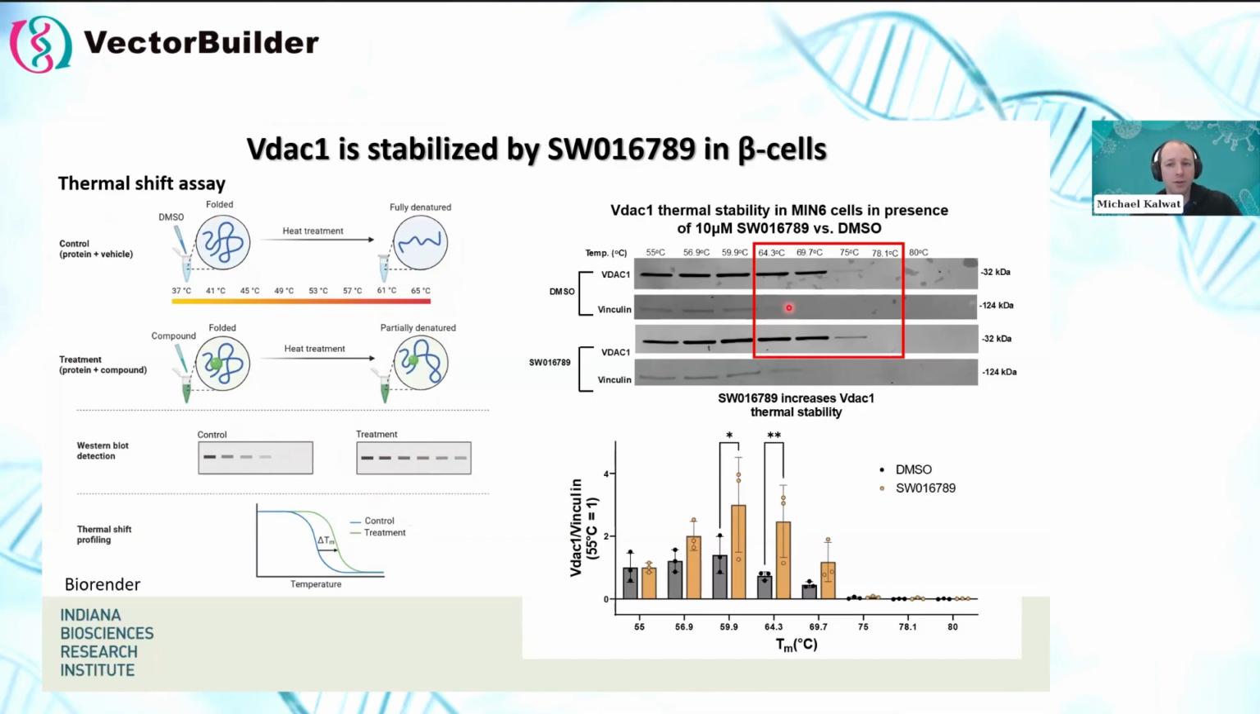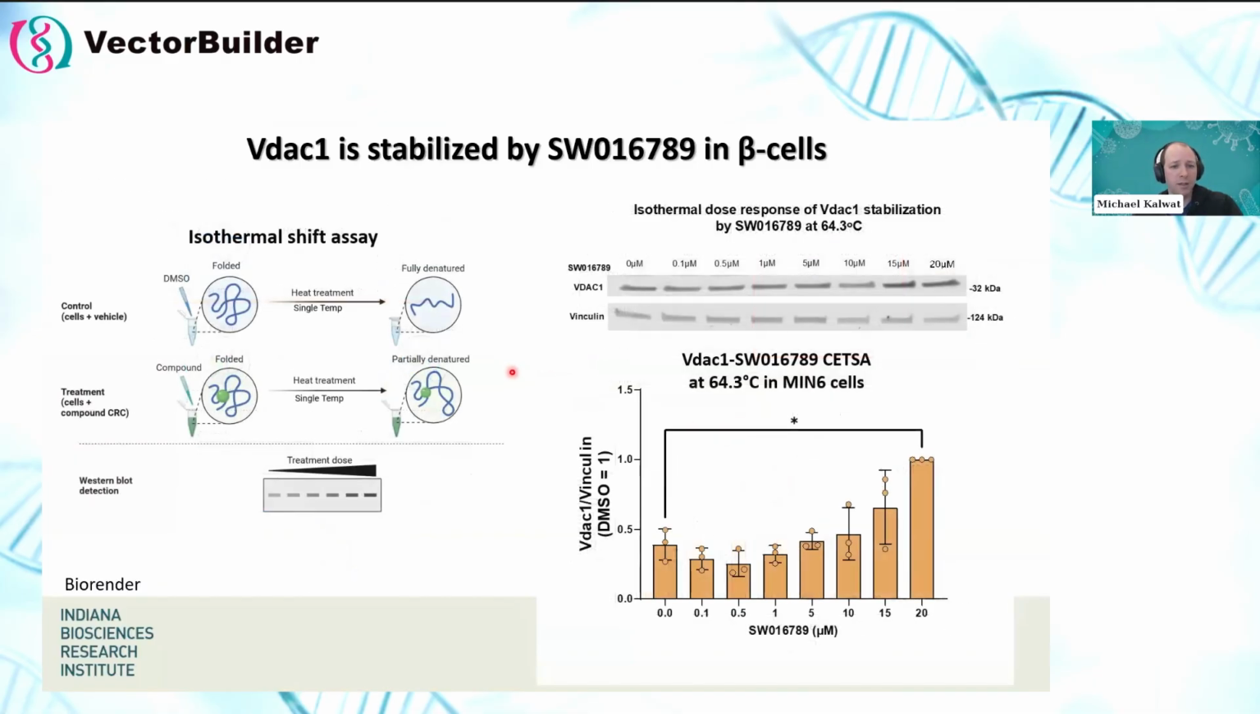And that is what we saw with VDAC1 and SW16789. We saw that SW16789 was able to right shift the stability of VDAC1 at very high temperatures, suggesting that this is a target of this original compound. And then the next thing to do to confirm these thermal shift assays is to do an isothermal assay under a dose response of your drug.